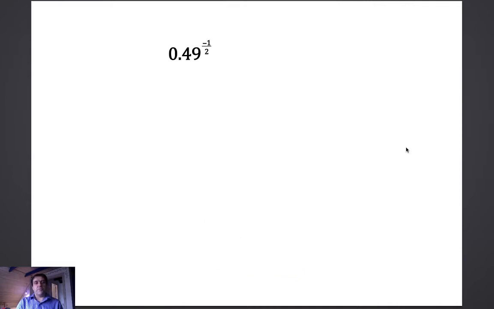Okay, so the next one was 0.49 to the power of minus a half. So power of minus a half is the same as 1 over the corresponding positive power. So that's the same as 1 over 0.49 to the power of a half. And then power of a half just means the square root of something. So that's 1 over the square root of 0.49.